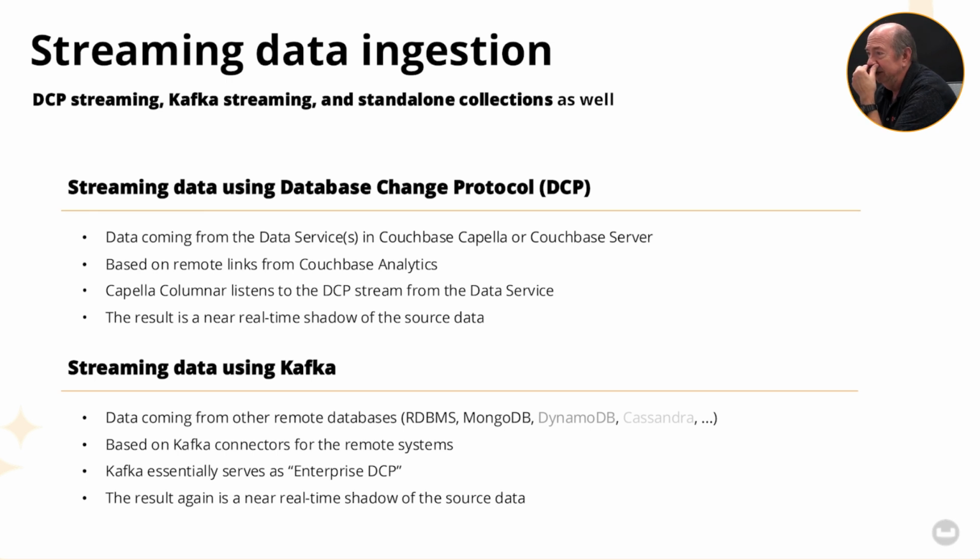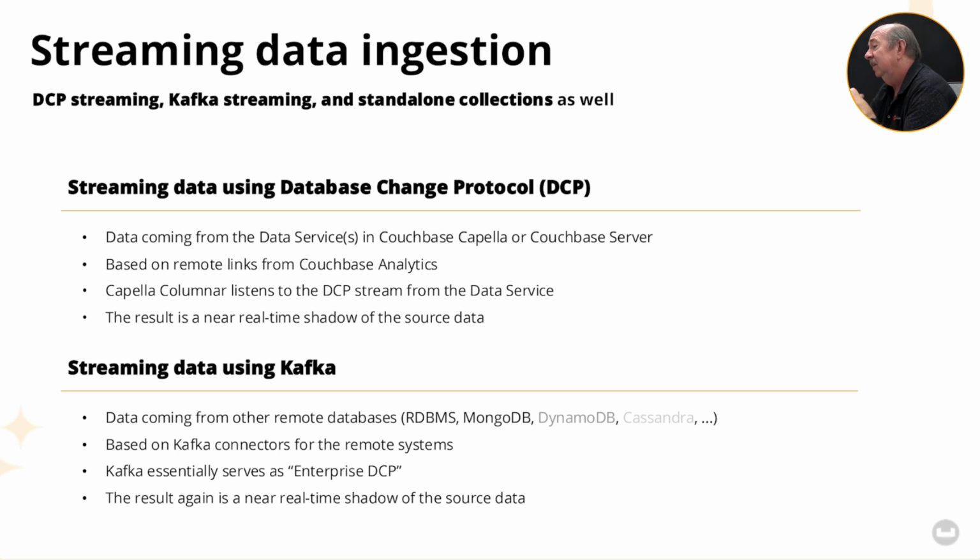And then we also support standalone collections, so you can just manage your data in Capella Columnar. But one of the most common paths for data getting there is that we expect it to either be copied in from external storage, as we talked about, or streamed in real time, all the time, so that you can look at your data as it's changing in your operational data store. So if you're streaming Couchbase data via DCP, it could be coming from the data service in Capella Columnar, in operational Capella, Couchbase Capella, or Couchbase Server.